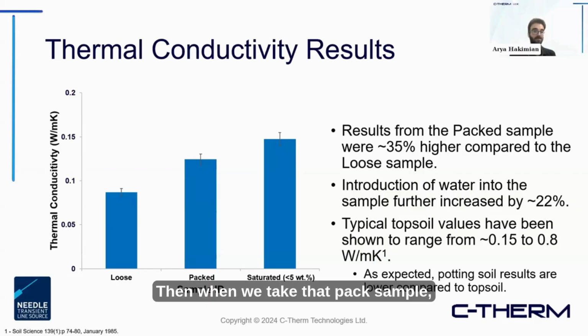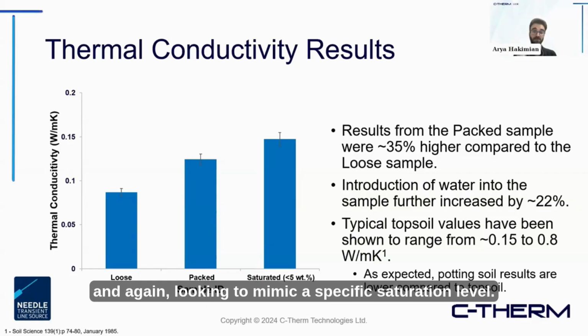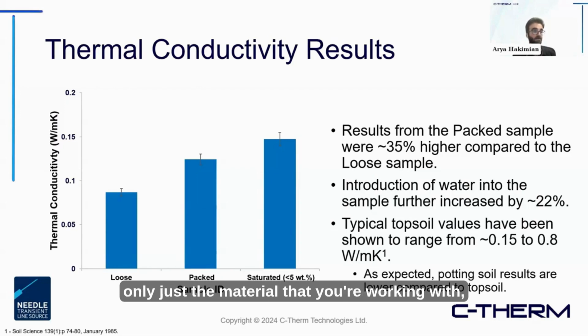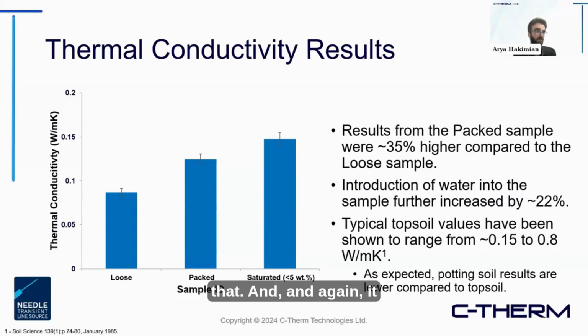Then when we take that packed sample, and again, looking to mimic a specific saturation level, so we're adding some moisture into that evaluated material, we see another increase, about 22% there. So again, just kind of indicating that depending on not only just the material that you're working with, but if it is compressible in nature, if it could be densified, controlling for that and representing the conditions that are relevant to the application can be really crucial to get the best quality data there.